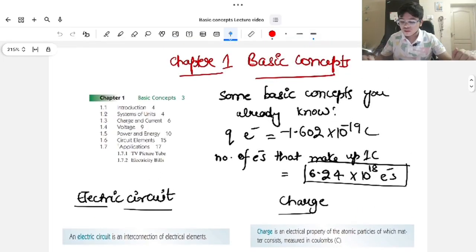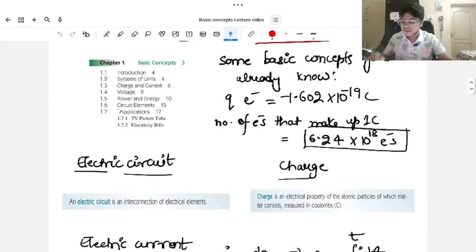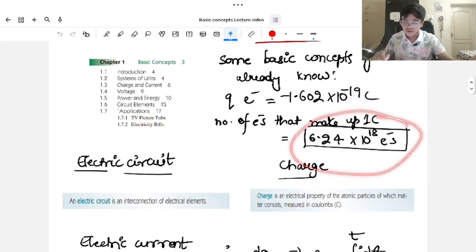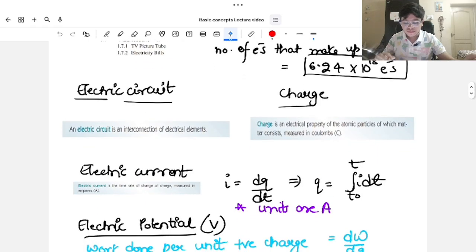Some basic concepts that you already know: the charge of an electron is minus 1.6 times 10 to the power minus 19 coulombs, and the number of electrons that make up 1 coulomb is this, right? This is something you already know. Electric circuit. An electric circuit is an interconnection of electrical elements. You are very familiar with this. Charge. Charge is a fundamental property of matter. Any body can be classified as neutral, positively charged, or negatively charged.